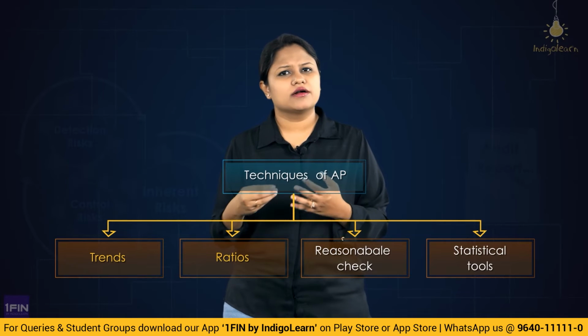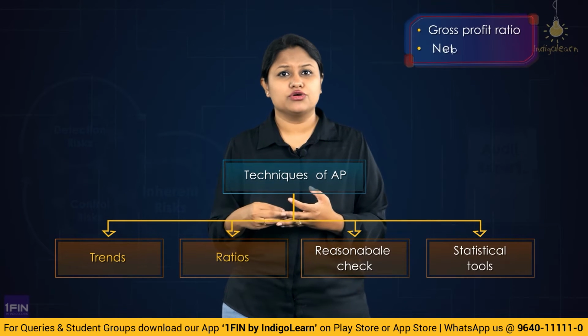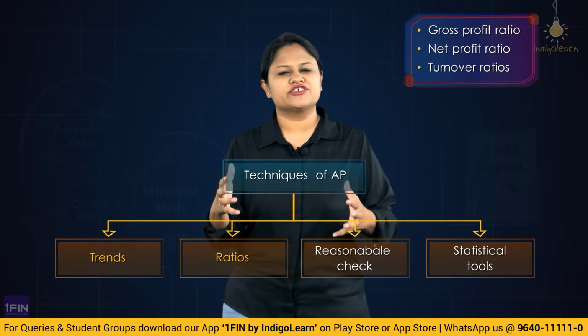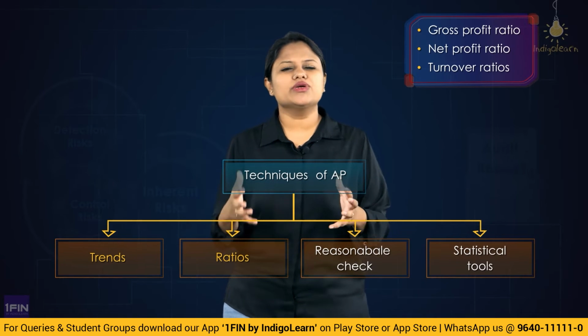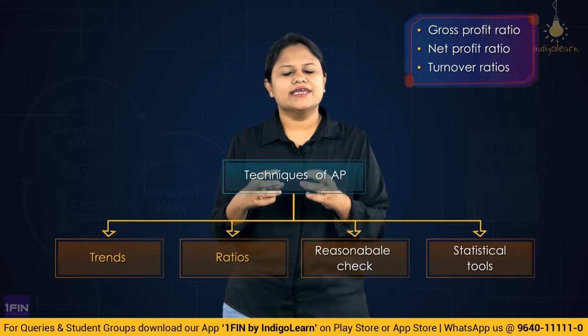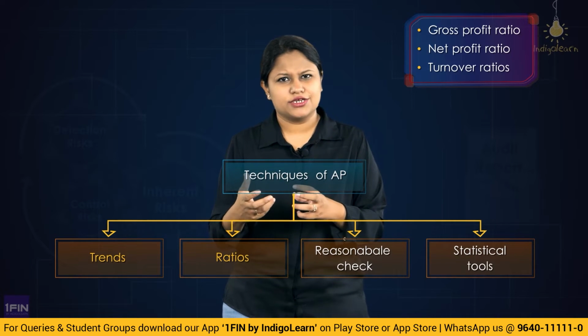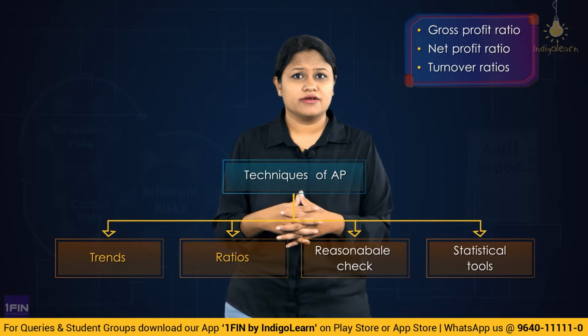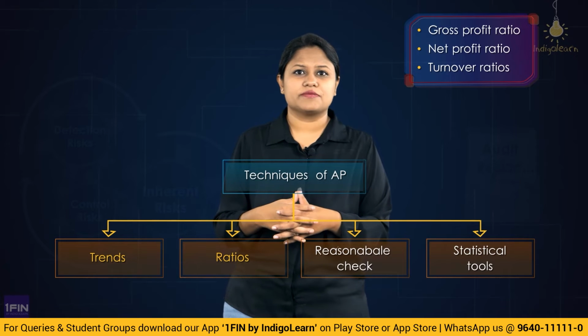Like there could be gross profit ratio, net profit ratio, then you have the inventory turnover ratios, where we do comparison between the financial data available with us. This will enable the auditor to understand if there is some kind of unreasonableness or if there is any unusual thing which is happening. Because ratios have to be reasonable enough, it should be satisfactory to the auditor.